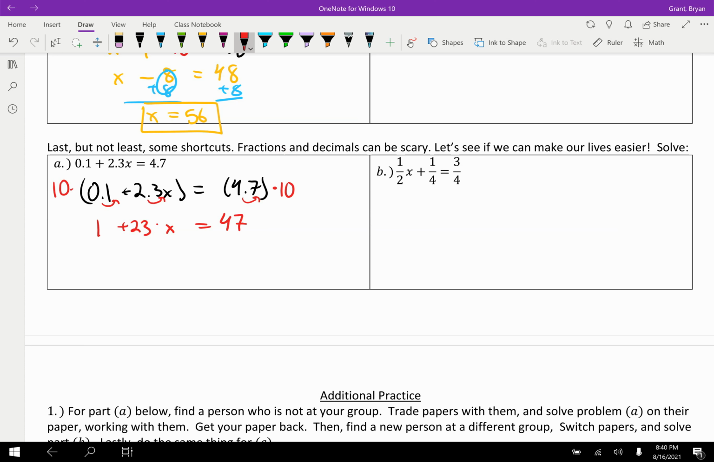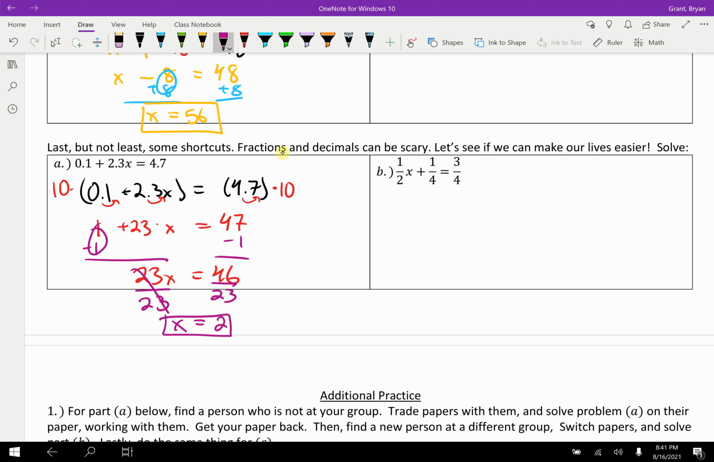All right. Well, now we have an equation with no decimals. 1 plus 23x equals 47. We can solve this. Subtract 1 from each side. 23x equals 46. Divide by 23. And you'll find that 46 divided by 23 is 2.